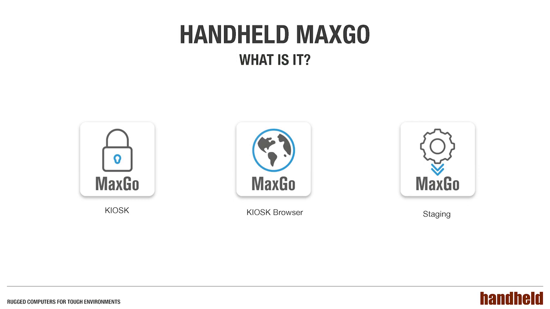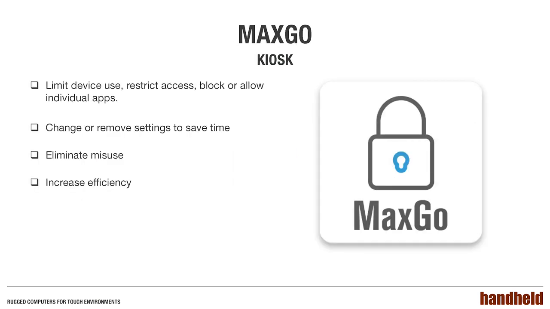Let's talk about the first app, which is MaxGo Kiosk. MaxGo Kiosk is basically locking down the device, and this is something we've seen, especially during the past couple of years: an increased need of being able to lock down the device. We come from, let's say, way back when we were using Windows Mobile devices.